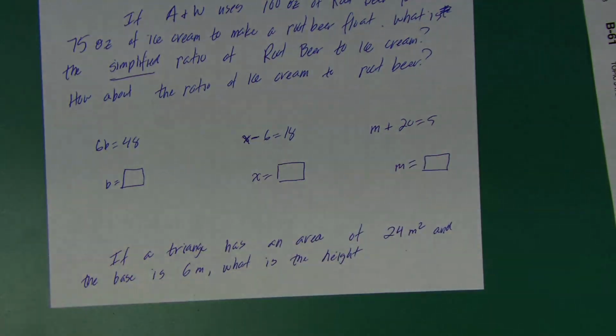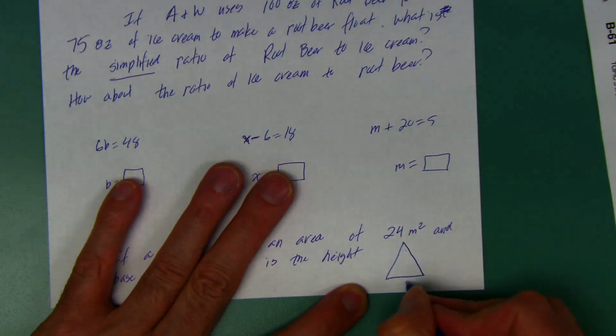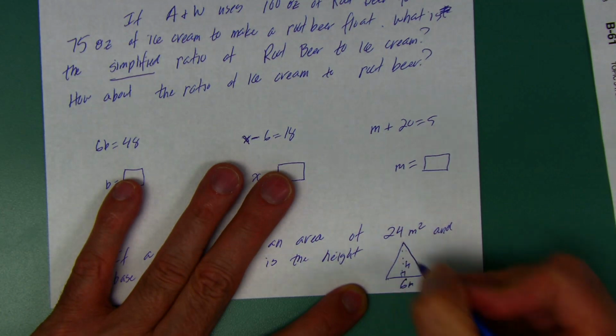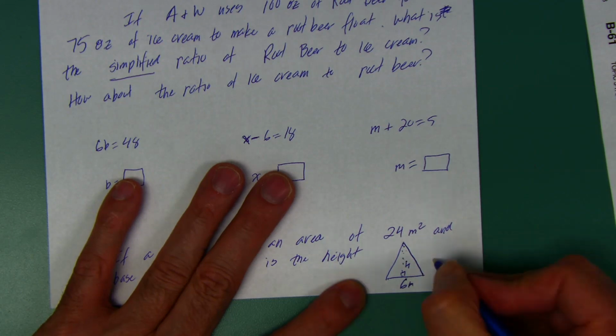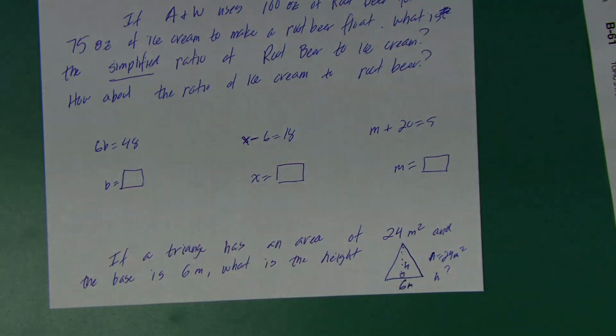Okay, and the last one's a word problem. If a triangle has an area of 24 meters squared and the base is 6 meters, what is the height? Definitely recommend sketching a little picture on that one. We're going to say this is 6 meters. What is h? Remember, this kind of looks like an h. If the area equals 24 square meters, what's h? Okay, copy that down and go work on it, and let's see how much you can get done.